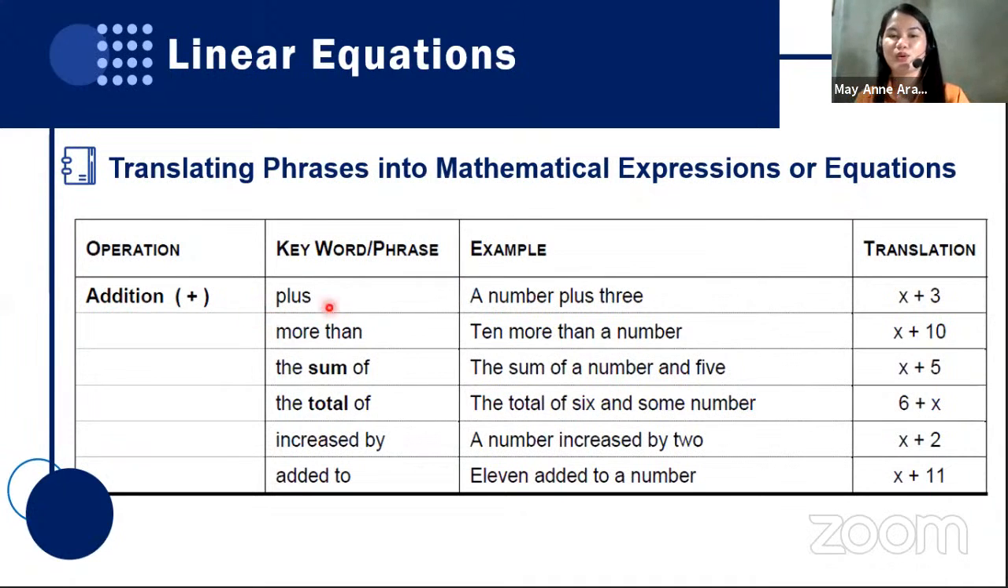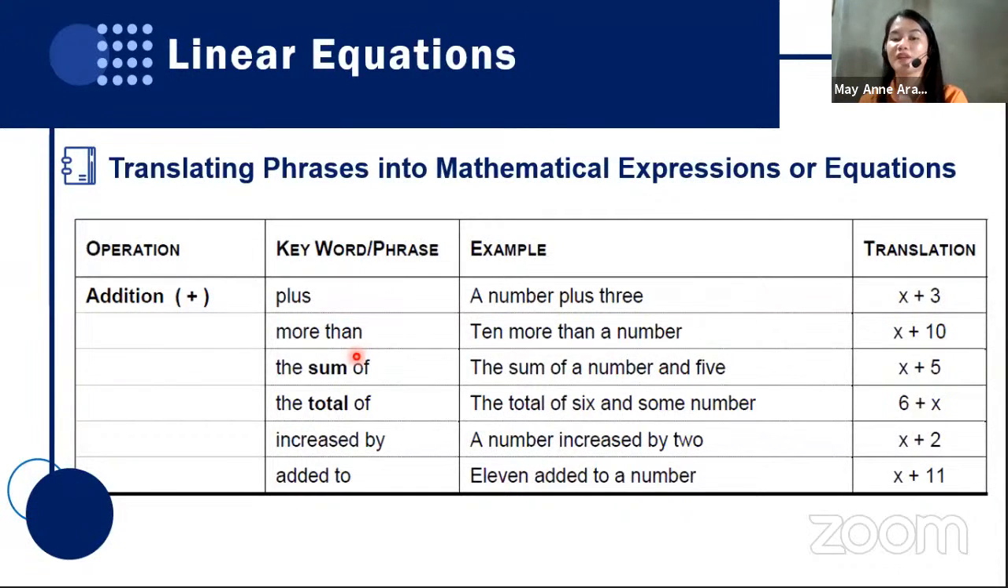Okay, pag addition, we have here some keywords. The plus, more than, the sum of, the total of, increased by, added to. So for example, a number plus 3. So for sa translation nun in mathematical expression is x plus 3. A number is represented by the variable x. And 10 more than a number. So laging baliktad ha. X plus 10. The sum of a number and 5.